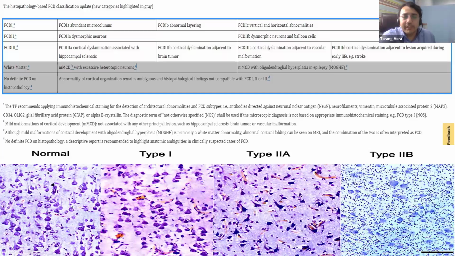So over the decades, there have been a lot of classifications. Basic understanding is FCD type 1 is where we don't have abnormal cells, but the organization of the neurons is abnormal. Type 2 is where we have some dysmorphic cells like balloon cells. And type 3 is associated with other anomalies like brain tumors or vascular malformations. And then now we have two more types, something we call MOGE, the minimal or mild cortical dysplasia, where the organization does not look abnormal, but we have some oligodendroglial hyperplasia.